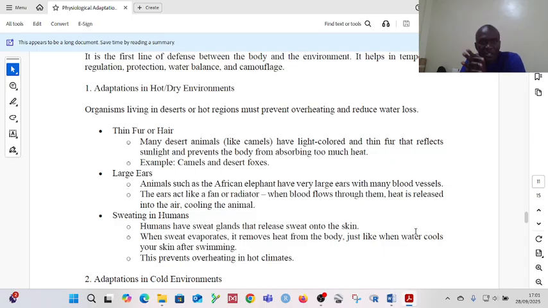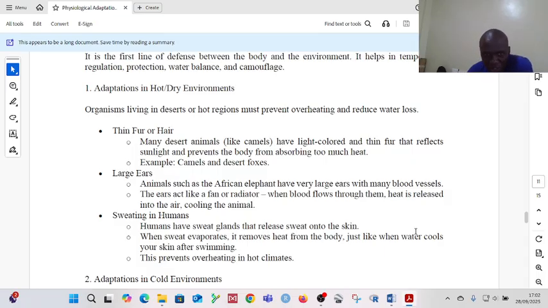These organisms reduce overheating and reduce water loss by having a very thin layer of fur or hair. Think of a camel. They have light-colored, thin fur. That helps in reflecting sunlight. By doing that, it ensures that the body of the camel does not absorb too much heat.